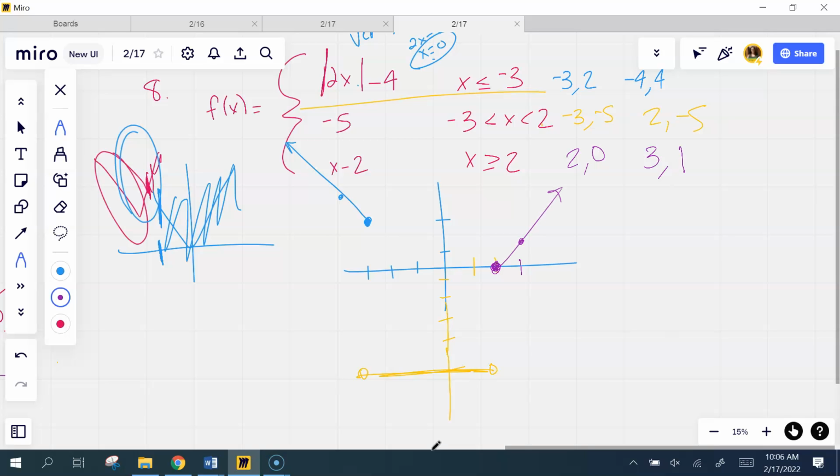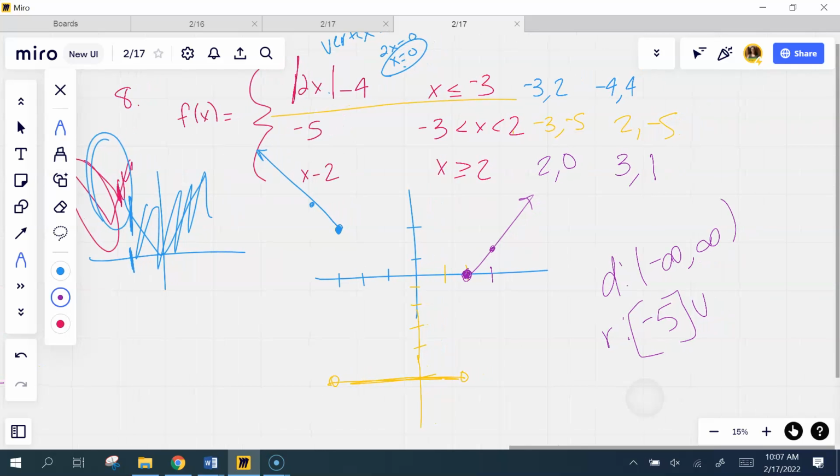And now domain and range. What's the domain? How about the range, though? -5. The range? What about this piece? That's the -5. Then it skips.